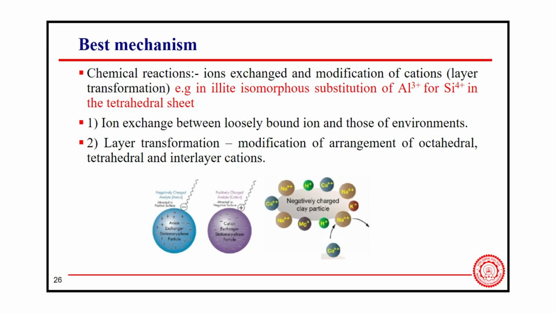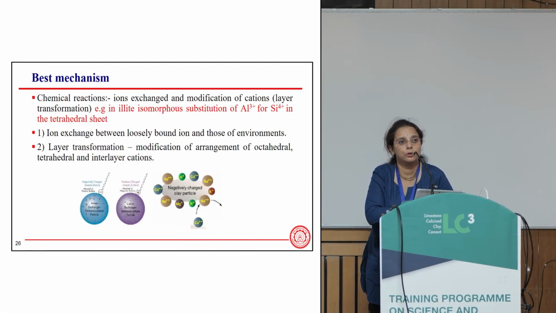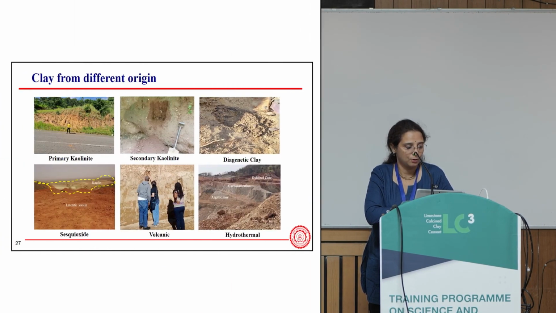So the best mechanism for hydrothermal alteration is ion exchange. The ions are exchanged between the fluid and those of the environment. And it may be by layer transformation also, where whole layers are transformed from one to another. So we have collected clay from different environmental conditions. Primary clay minerals are those minerals which you can find everywhere on the earth. So you go to the host rock, you can find they have been altered into clay minerals. So it's quite easy to find this type of minerals.